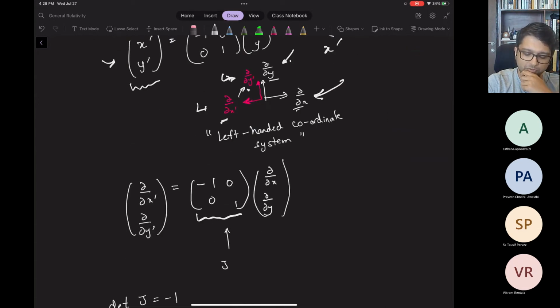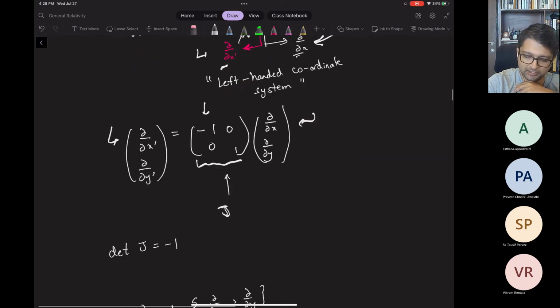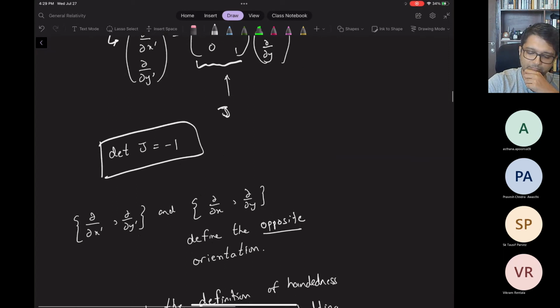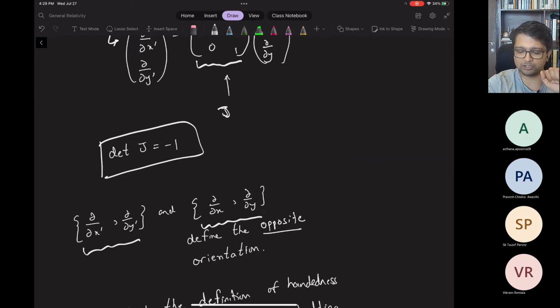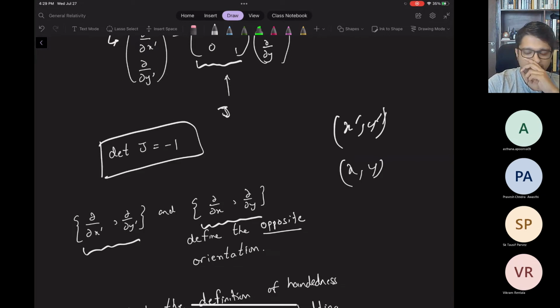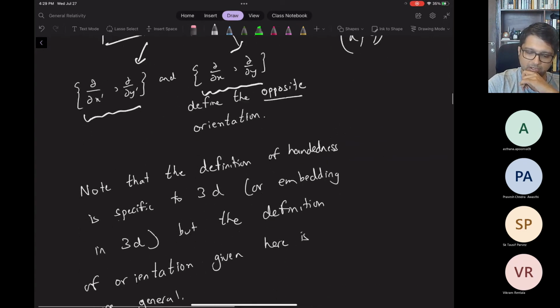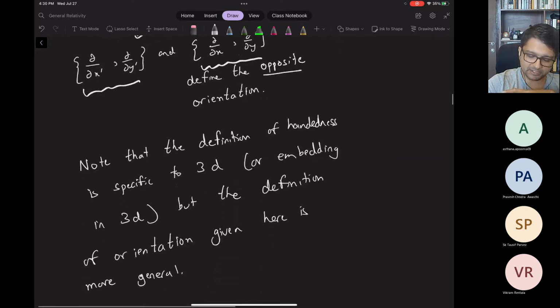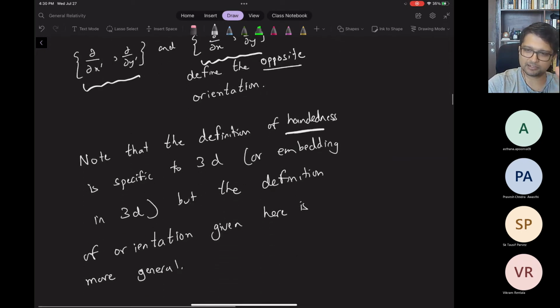So we now construct partial x prime, partial y prime. We find that it would be -1, 0, 0, 1 times partial x, partial y. This is the Jacobian. In this case, the determinant of this Jacobian is -1. So now we say that these two basis vectors define opposite orientations. And if this is true over the entire overlap of these coordinate patches, so x prime, y prime cover the entire space, x, y cover the entire space, and everywhere in their overlap these have opposite orientation.